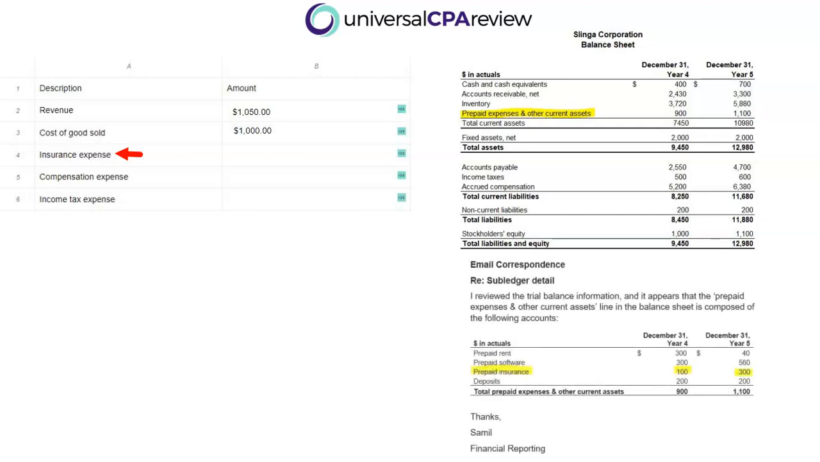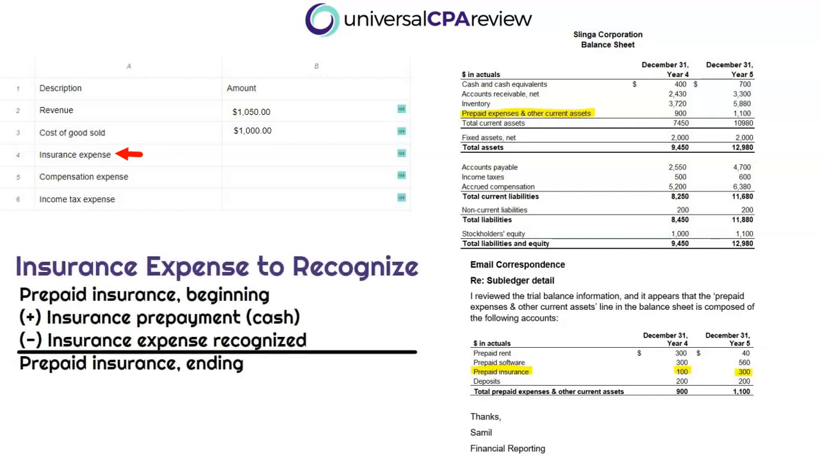So what we need to do is go to the exhibit, which has some email correspondence with Samil. Now, Samil's in financial reporting. She pulled the trial balance information that makes up this financial statement line item. And look, it includes prepaid insurance, but it also includes prepaid software, prepaid rent, and deposits. So when we go for the beginning and ending balances for our roll forward, well, we're going to need this exhibit. And it tells us that the beginning balance was 100 and the ending balance was 300.